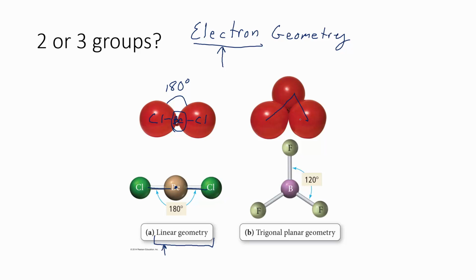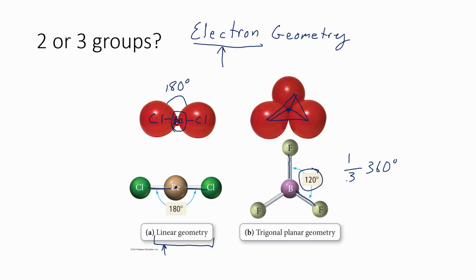If we have three things attached to a center, what we end up with when the three things attached to the center get as far away from each other as humanly possible is something called trigonal planar. It's three atoms in a triangle around a center atom. And the angle between one atom and the next that's attached to the center is 120 degrees. It's 1/3 of 360 degrees of a circle.